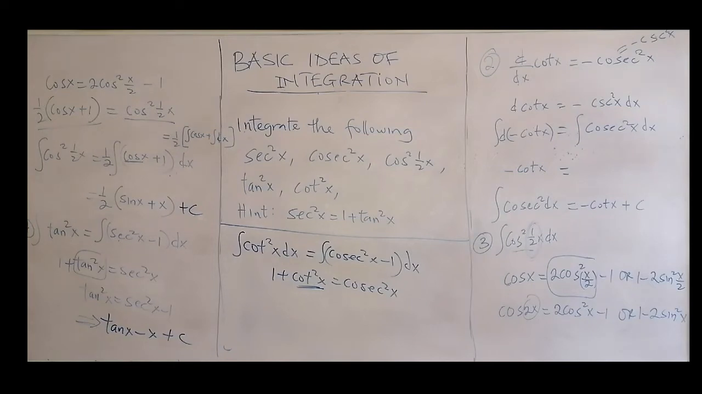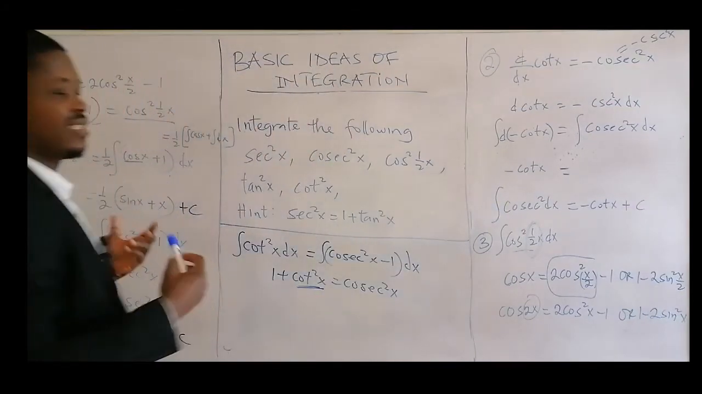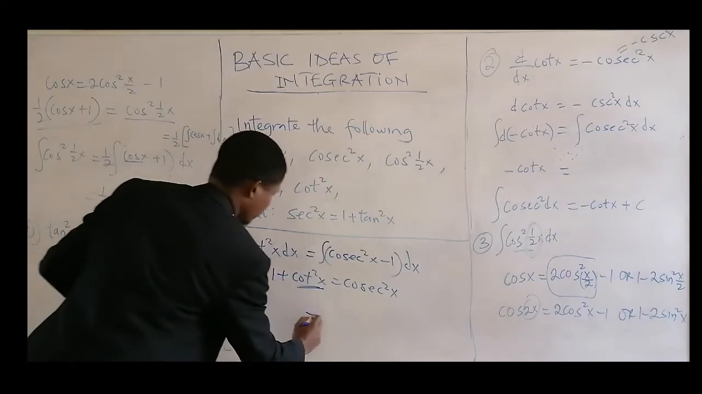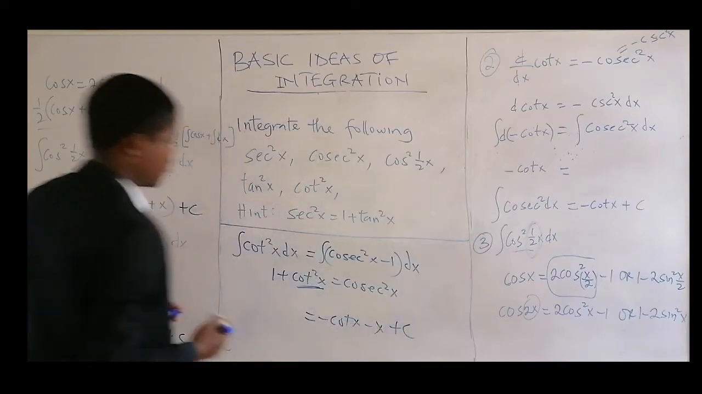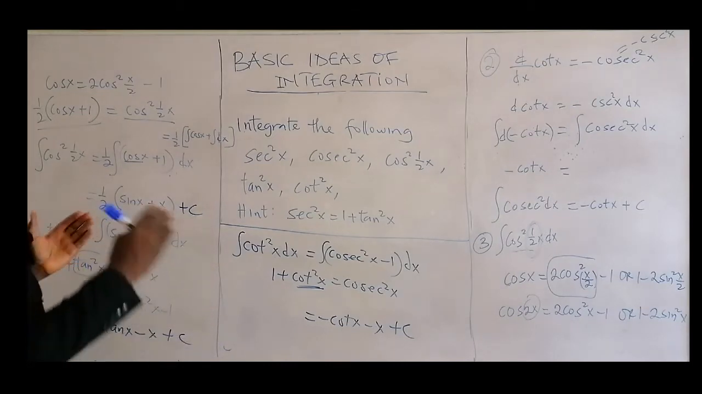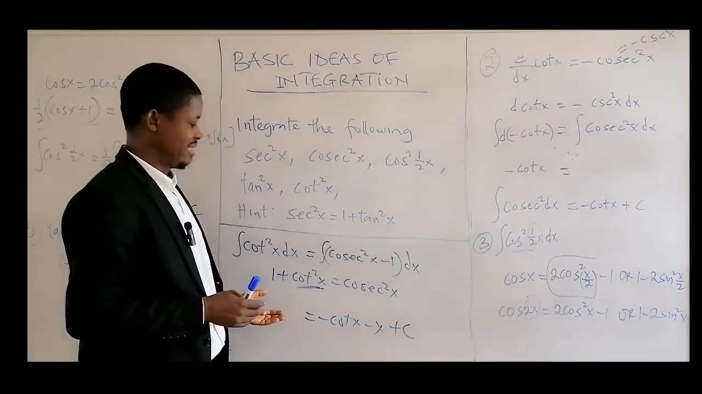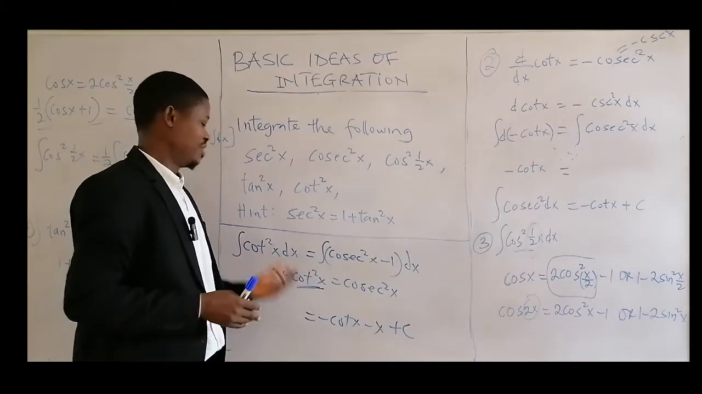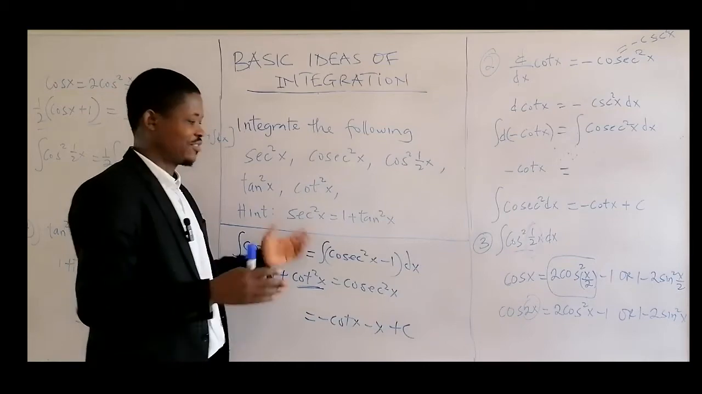And we've already established that the integral of cosec square x is minus cot x. So that will be equal to minus cot x minus x plus c. So you can also be playing back and forth. Of course, we know the differentiation relationship between cot and cosec: if you differentiate cot, you get minus cosec square x.